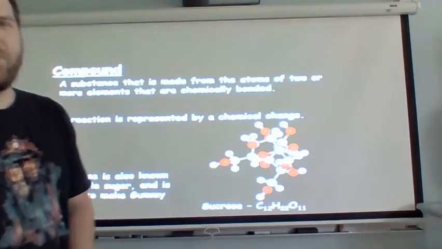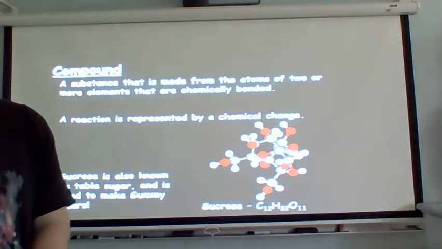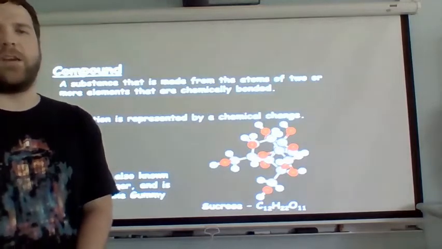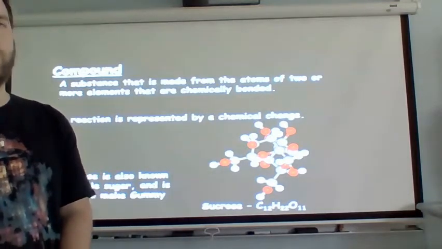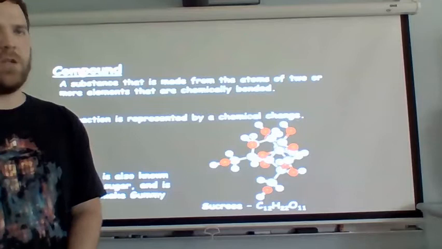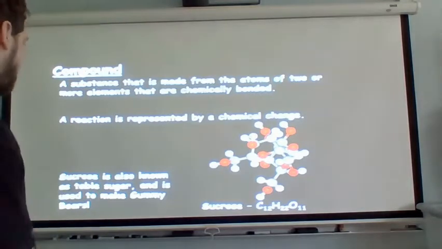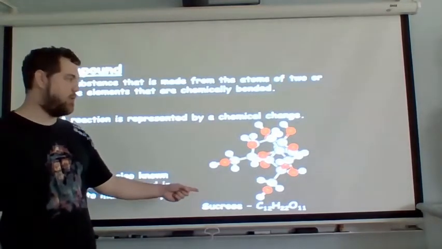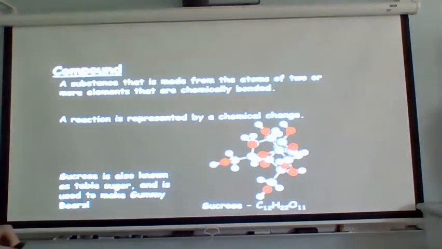Moving on. A compound is defined as a substance that is made from the atoms of 2 or more elements that are chemically bonded. A reaction is represented by a chemical change, and that's how compounds are made. This is what sucrose looks like in its ball and stick model, also known as table sugar.